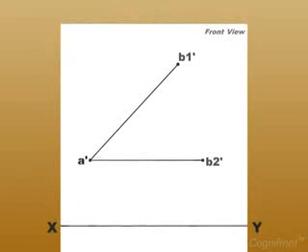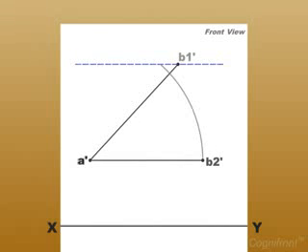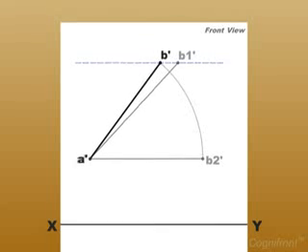At last, to rotate the line A'B2' to the final position, draw the locus of the endpoint B in front and top views. Locus of the point B' is a line passing through B1' and parallel to XY. With A' as center and A'B2' as radius, draw an arc cutting the locus line of B1' at B'. The line A'B' is the required front view of the given line.